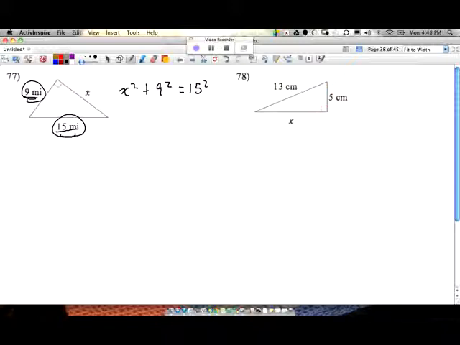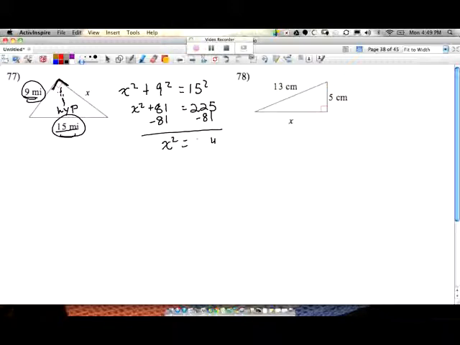Why did I set it up that way? Well, the big idea is that you got to do the two legs, which are the two pieces attached to the right angle. The hypotenuse over here is across from the right angle. That's how we know that. Okay, so this is going to become 81. 15 squared is 225. We got x squared plus 81 equals 225. Subtract 81. And what would you get?